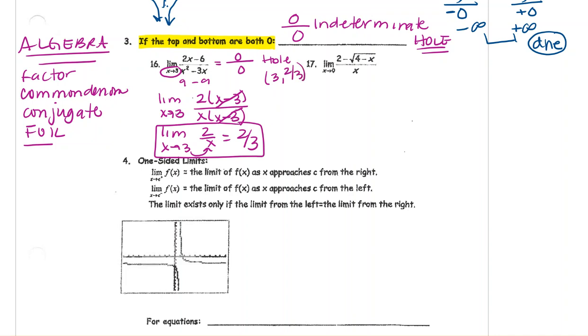Same idea here for this one. If I plug in a 0 first, 4 minus 0 is 4, square root of 4 is 2, so the top comes out to 0 over 0. 0 over 0 means do some algebra. The algebra for this one is called a conjugate, and let me show you what a conjugate is. The conjugate of this numerator would be 2 plus the square root of 4 minus x, and we're going to multiply by the conjugate on both the top and the bottom.